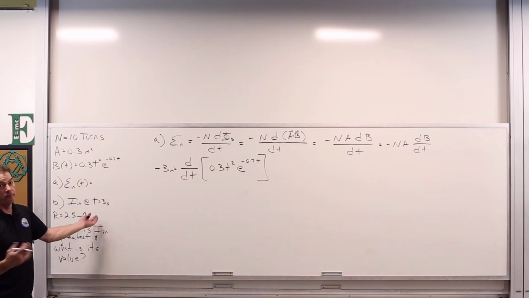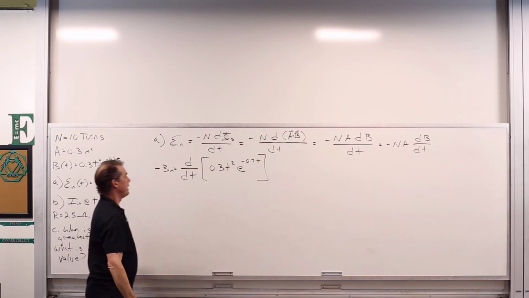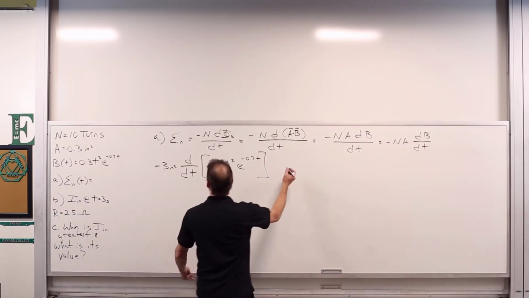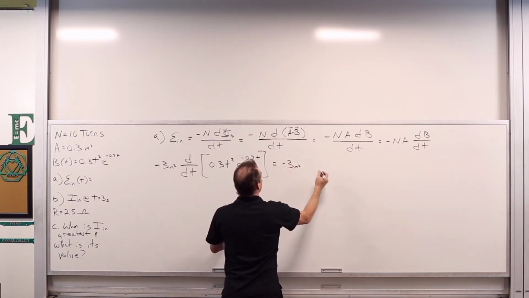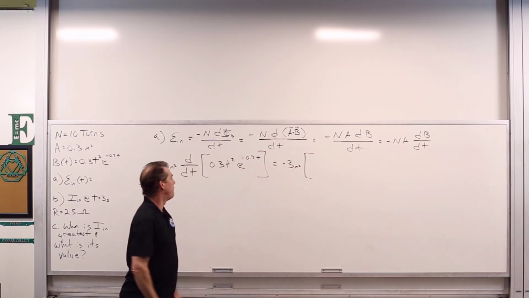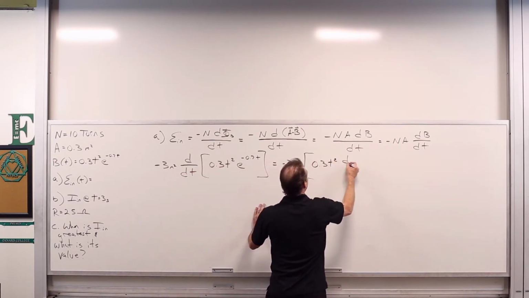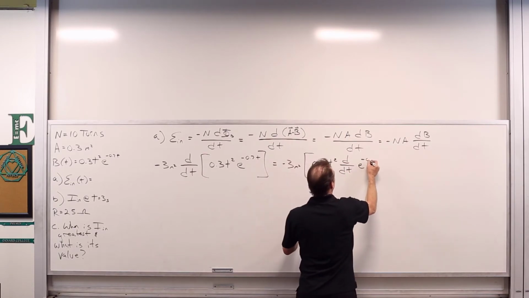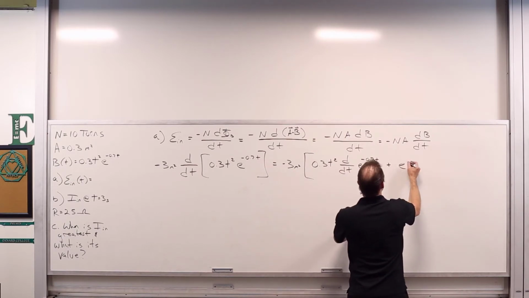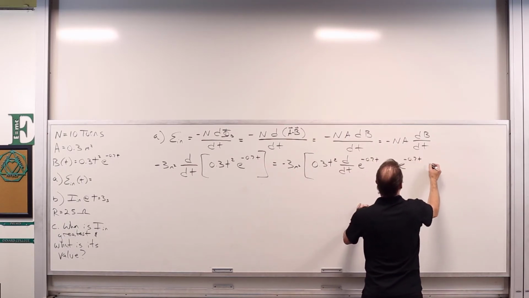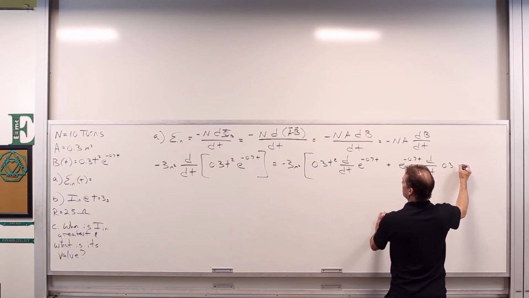So what do we need to do? We're going to need to use the product rule here, right? We've got this function and this function here, so we can go ahead and do that. And we can write this then as negative 3 meters squared multiplied by, I'll do 0.3 t squared d by dt of e to the negative 0.7 t plus e to the negative 0.7 t times d by dt of 0.3 t squared.